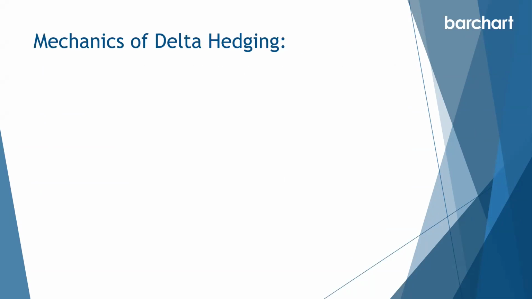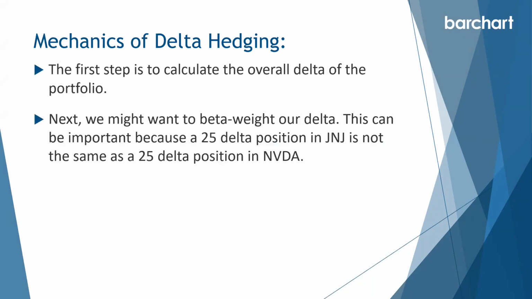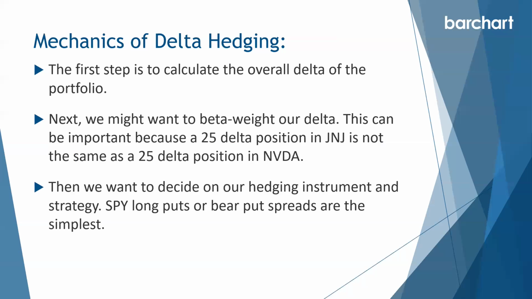The mechanics of delta hedging. The first step is to calculate the overall delta of the portfolio. Next, we might want to beta weight our delta. This could be important because a 25 delta position in J&J is not the same as a 25 delta position in Nvidia. Then we want to decide on our hedging instrument and strategy. SPY long puts or bear put spreads are the simplest. Let's look at an example.